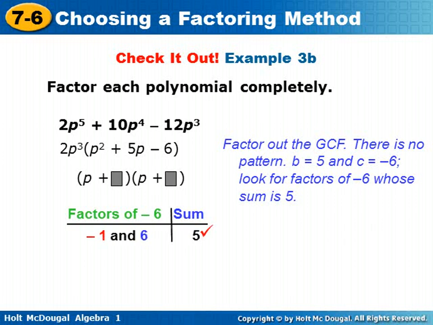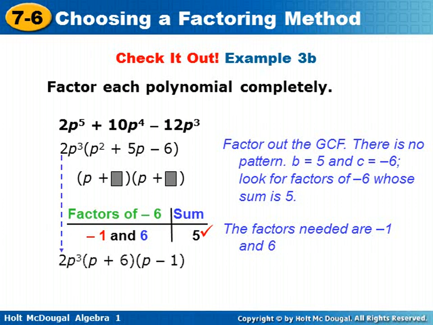So some factors of negative 6 could be negative 1 and 6, and when you add them together you get 5, and those are the numbers that work. So the factors needed are negative 1 and 6. We have to remember to keep the 2p to the 3rd on the outside, which is what we pulled out as our greatest common factor at the very beginning, and we get 2p to the 3rd times in parentheses p plus 6 times in parentheses p minus 1.